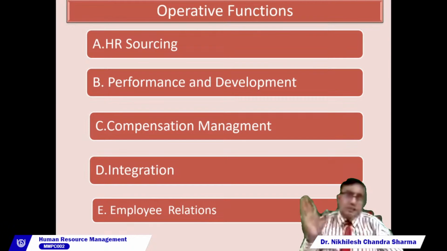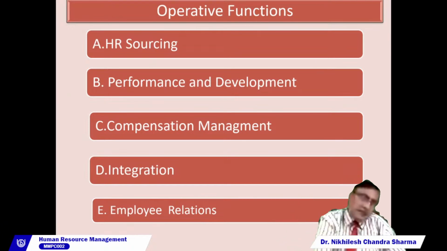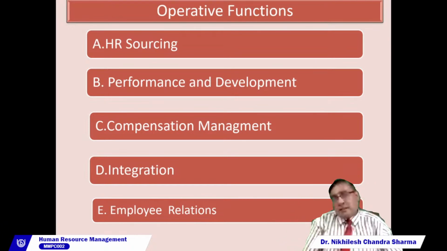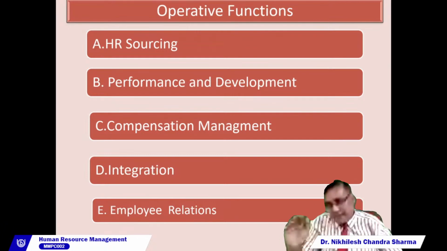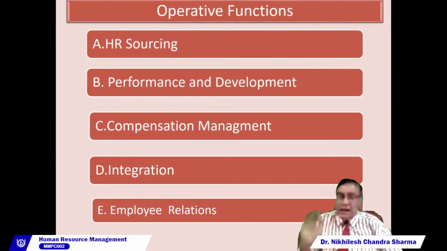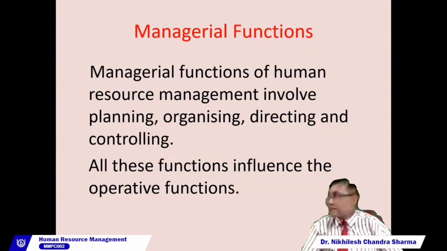So there are some specific functions we are repeating here. Operating functions like HR sourcing are the part of the operating system. Performance and development is the part of the operative system. Compensation management is the part of the operative system, as well as the integration and employee relationship, which is also a very important segment when we are discussing the operative functions.